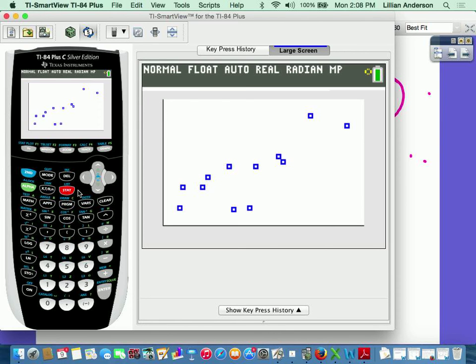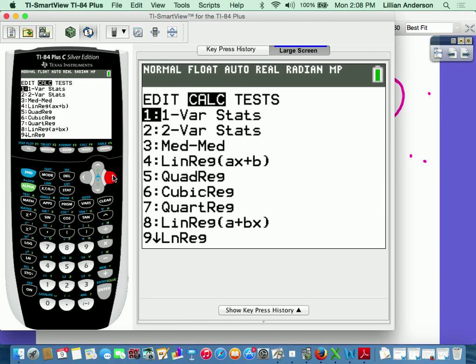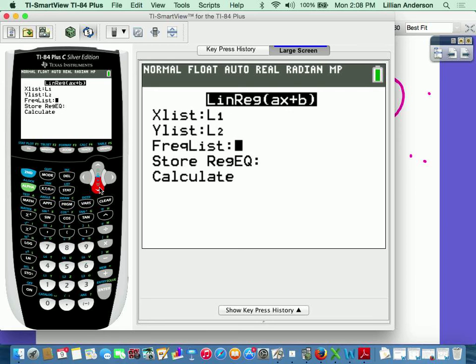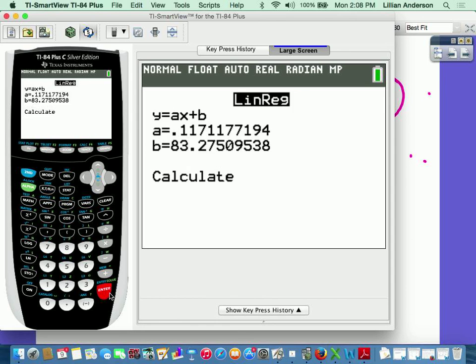And then you press stat, go over to calc, down to option 4, which is lin reg. Enter. Make sure L1's in the X list and L2's in the Y list. And calculate. And there it goes. Now, more than likely, they'll have you do this type of stuff on your calculator for your exam. So you want to make sure that you remember these steps, okay?